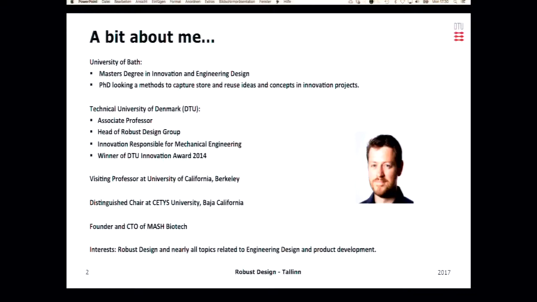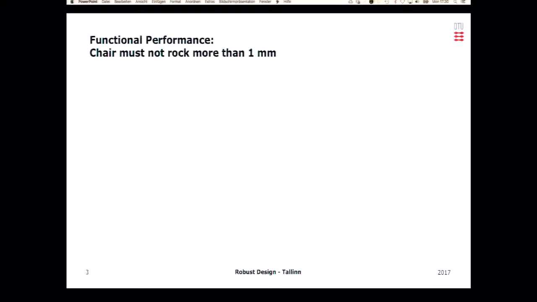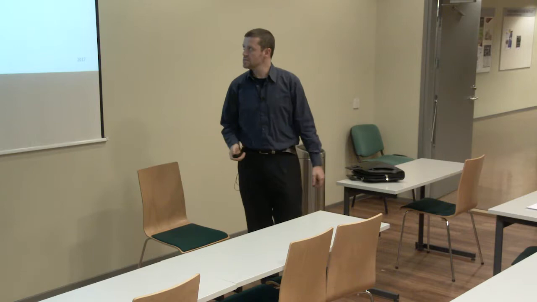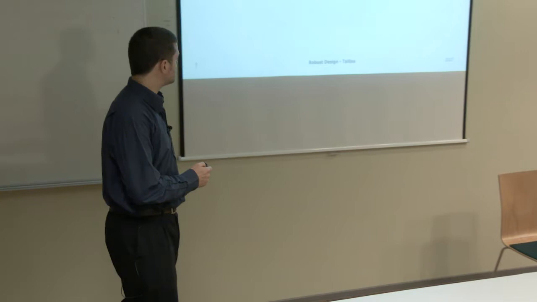Now, the best analogy that I can think of for this robust design is if we consider a special chair. This chair that we're designing only has one functional requirement, and that functional requirement is that the chair must not rock from side to side more than 1 millimeter. So the rock in this direction must not be more than 1 millimeter. That's what the voice of the customer has required, this industrial collaborator.